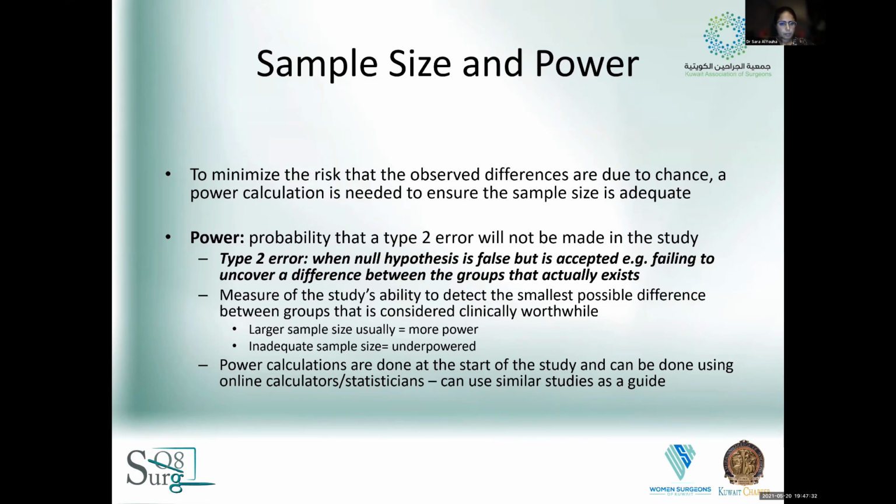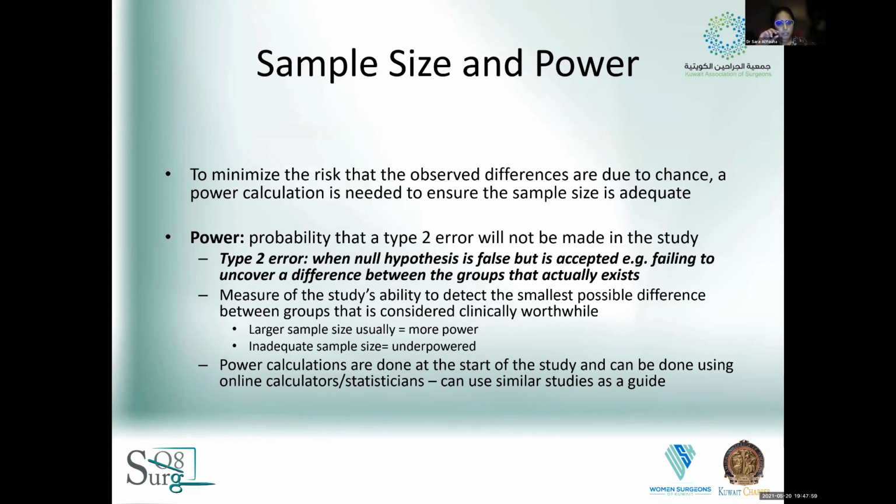So what is power? Statistical power? It's the probability that a type 2 error will not be made in the study. Again, what does that mean? A type 2 error, the technical term is when the null hypothesis is false but is accepted. So just basically in English, it's basically the failure to discover a difference between two groups, okay? Lots of jargon, but it's basically failing to pick up a difference, okay?